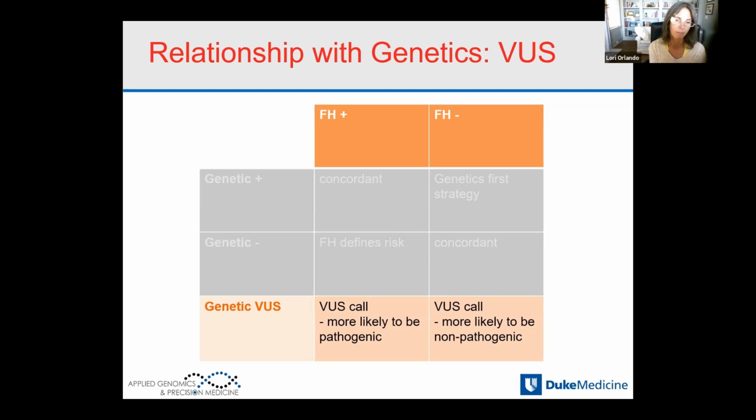And vice versa. If it is in this gene that could potentially cause an increased risk in that disease, but there's no family history, then it's maybe more likely that it's not pathogenic. Obviously, this isn't clear, that's why it's a VUS, but it does help pathologists in making their calls about whether a variant is pathogenic or not pathogenic, or where it falls on the spectrum. Next slide.